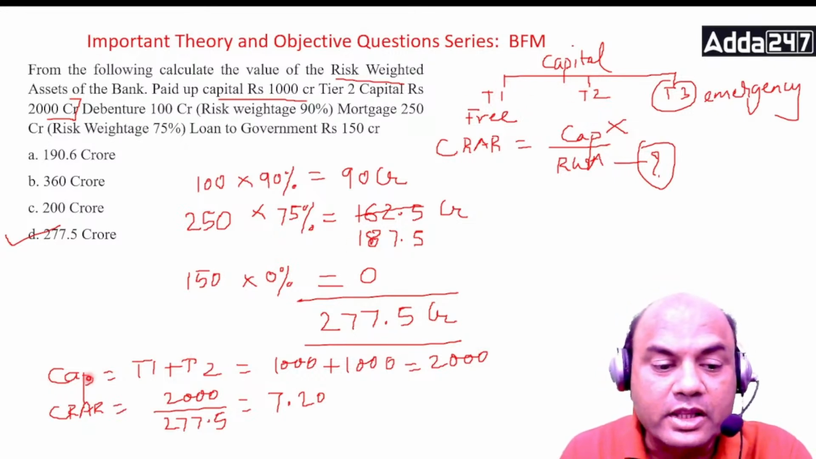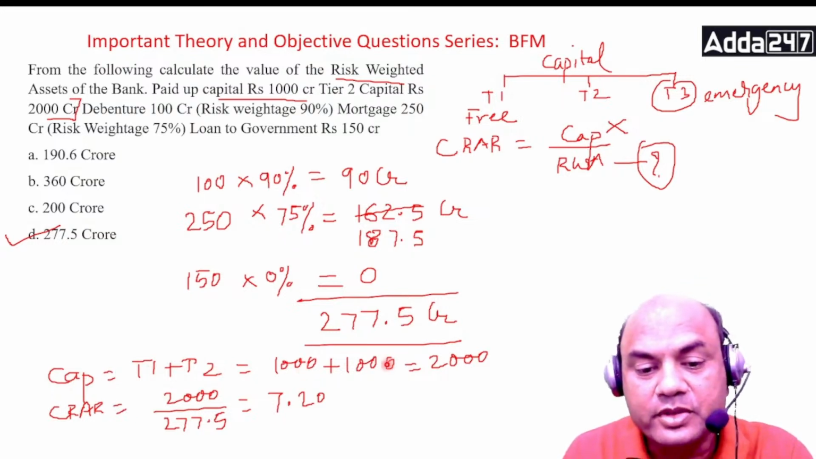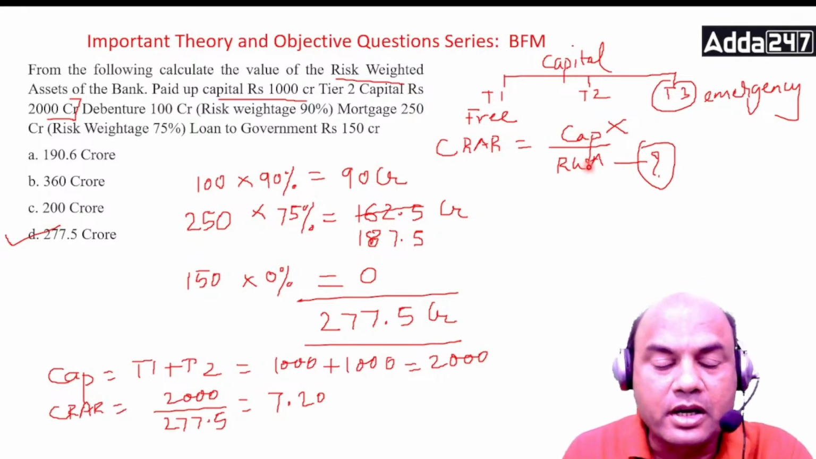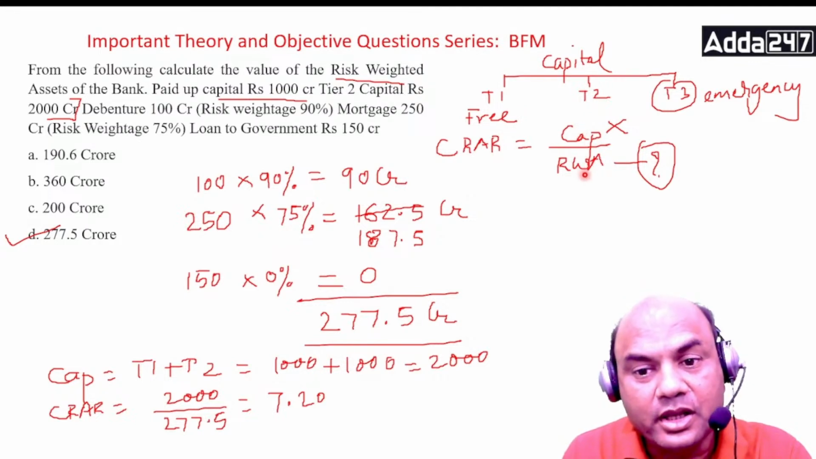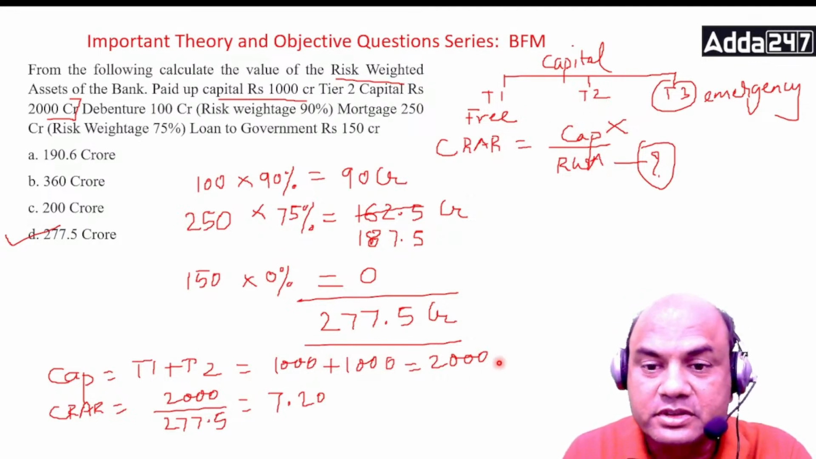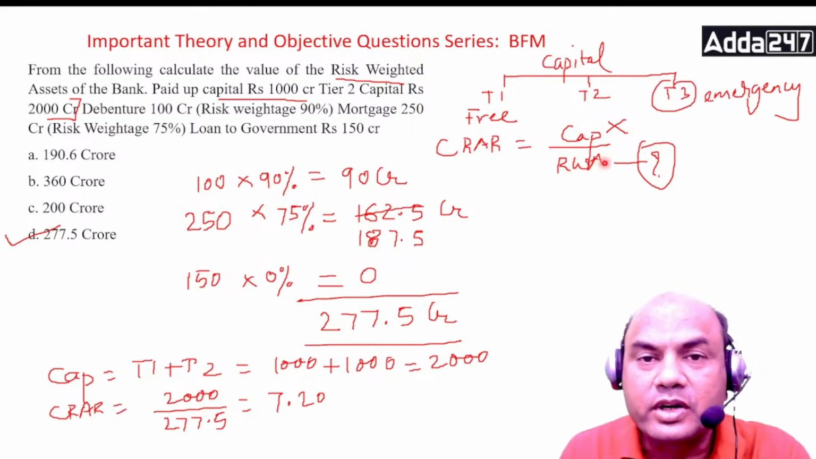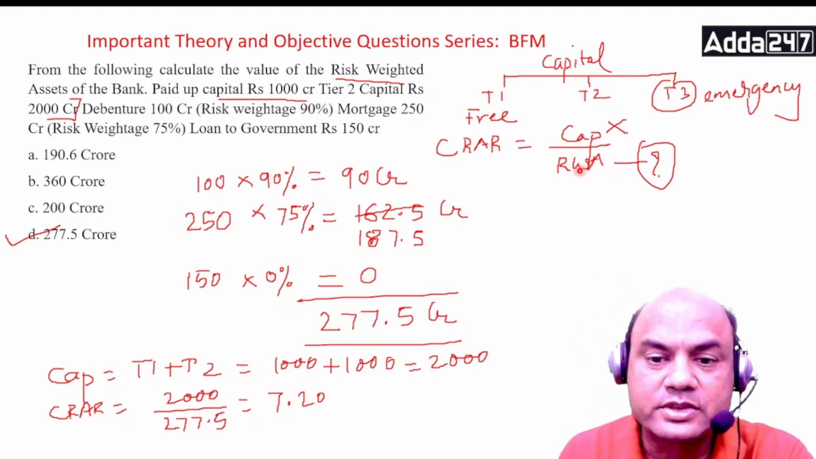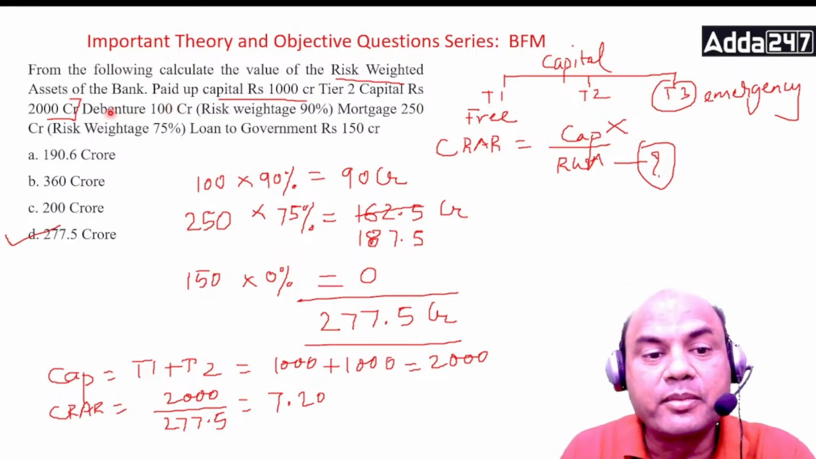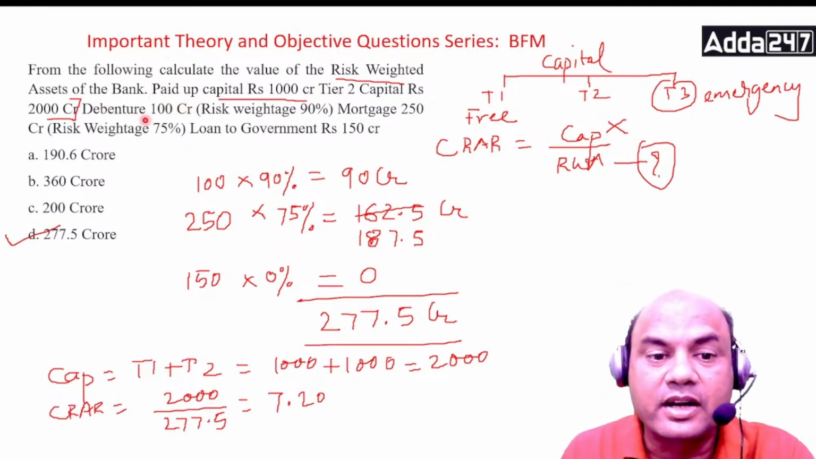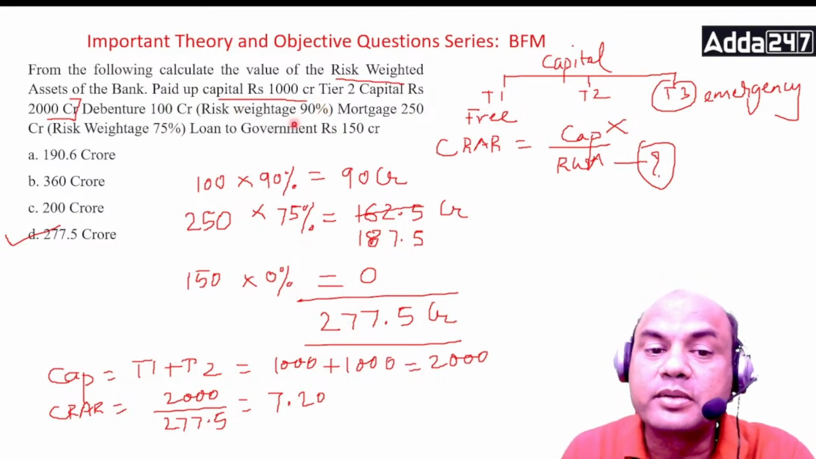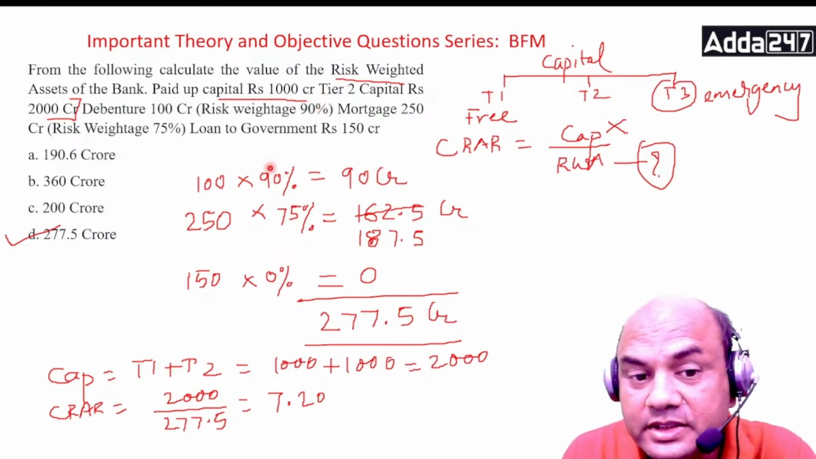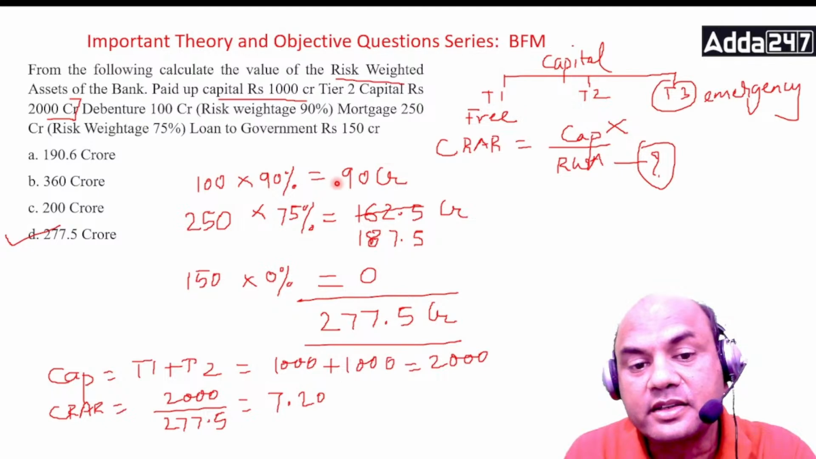So look at this. Total capital of mine is T1 plus T2, 1000 plus 1000, 2000. Clear? What is the formula for CRAR? Capital upon RWA. So capital I've got, 2000. Now RWA. RWA is whatever are the risks for the loans that we will be taking. Let's look at the risk. What are the loans given? Debentures, 100 CR. Risk weight is 90%. So what does it mean? Out of this 100 CR, 90% is the risk. So what is my risk weighted asset then? 100 into 90%, so 90 CR.